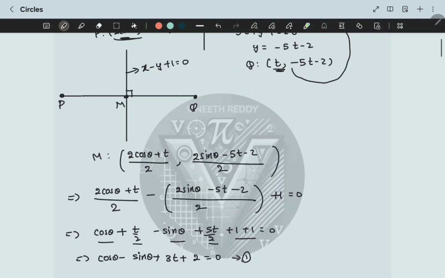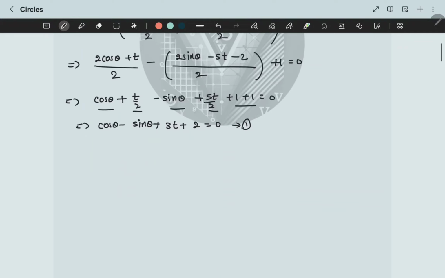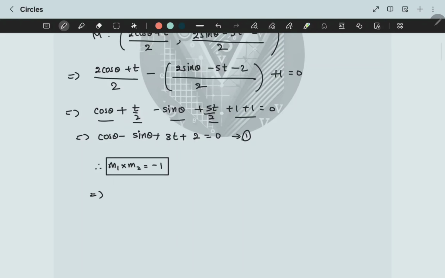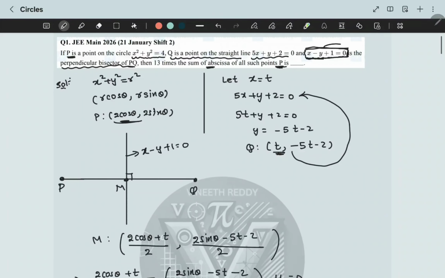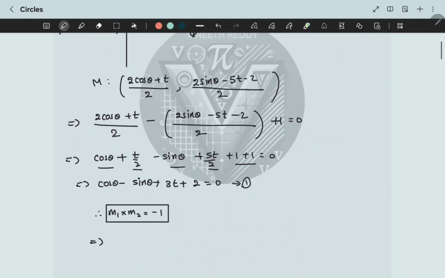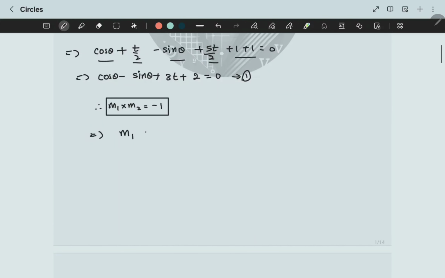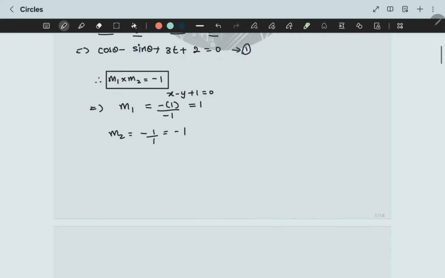Now what is the other condition? These two lines are perpendicular. PQ is perpendicular to that line. That means m1 into m2 should be equals to minus 1. Product of their slopes should be equals to minus 1. So what is the slope of this particular line, x minus y plus 1 equals to 0? So m1 is slope of x minus y plus 1 equals to 0. What will m1 be? It will be negative of the coefficient of x by coefficient of y. So it should be 1. That means m2 should be minus 1 divided by 1, which is minus 1.